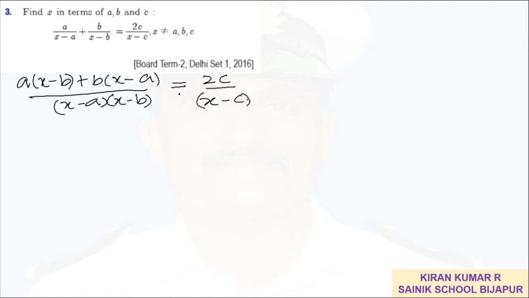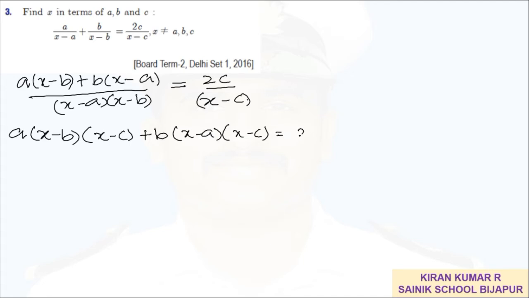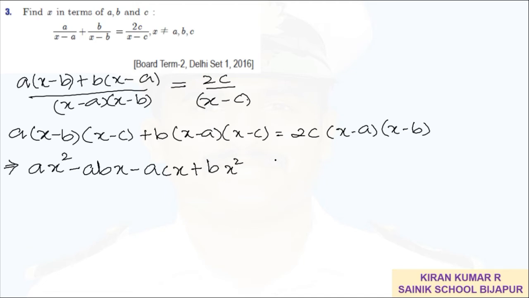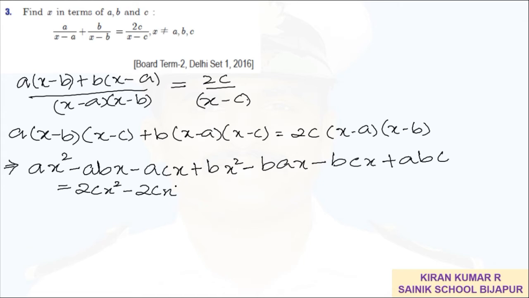Let me further cross multiply, so that this becomes the numerator times x minus c, plus b into x minus a times x minus c, which is equal to 2c multiplied to x minus a into x minus b. Let us further simplify. Here we have to multiply these two, then multiply with the a. I'll write directly a times x square minus ab times x minus ac times x plus bx square minus bax minus bcx plus abc equal to 2cx square minus 2cxb minus 2cxa plus 2abc.